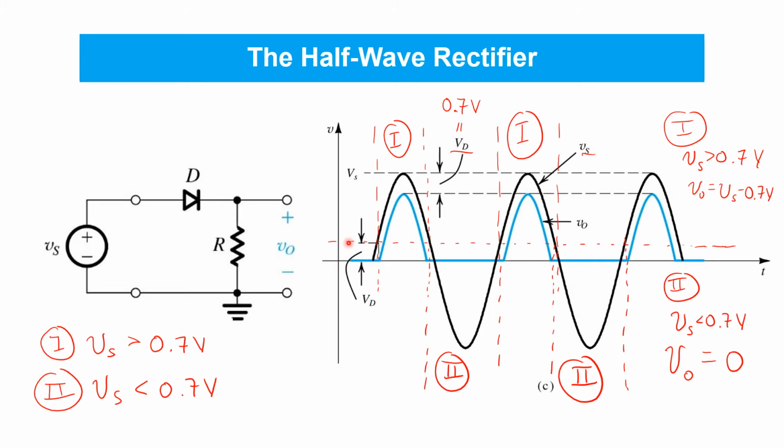So in summary, we can see the half-wave rectifier essentially reproduces the positive half cycles of the input at the output, but then just has 0 output during the negative half cycles. That's why it's called a half-wave rectifier.